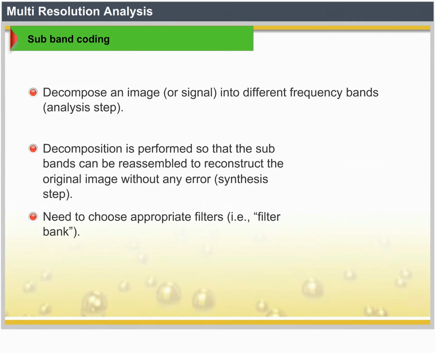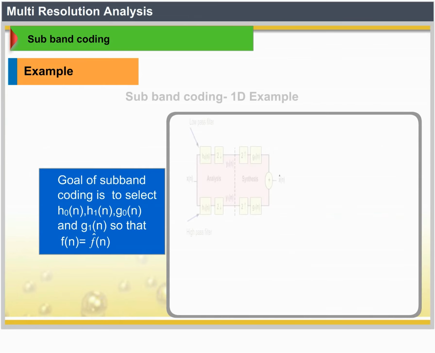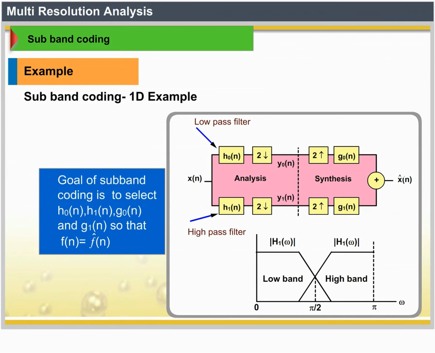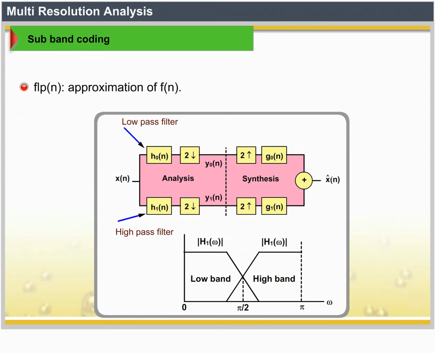Example, sub-band coding, 1D example, 2-band decomposition. The goal of sub-band coding is to select h0(n), h1(n), g0(n), and g1(n) so that f(n) equals f cap(n). f_LP(n) is the approximation of f(n). f_HP(n) is the detail of f(n).